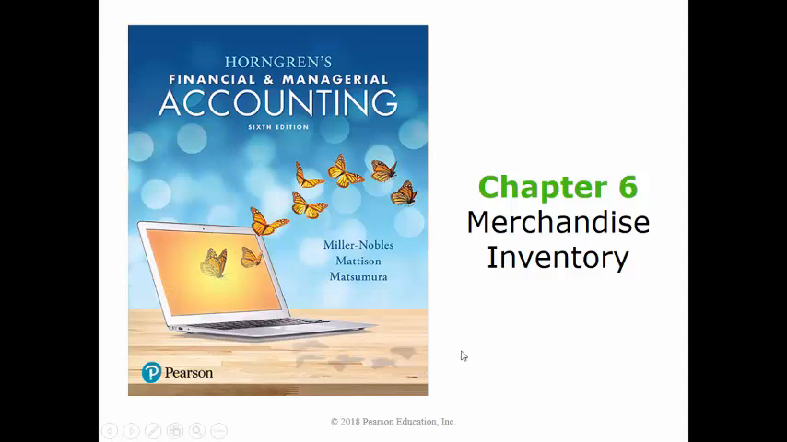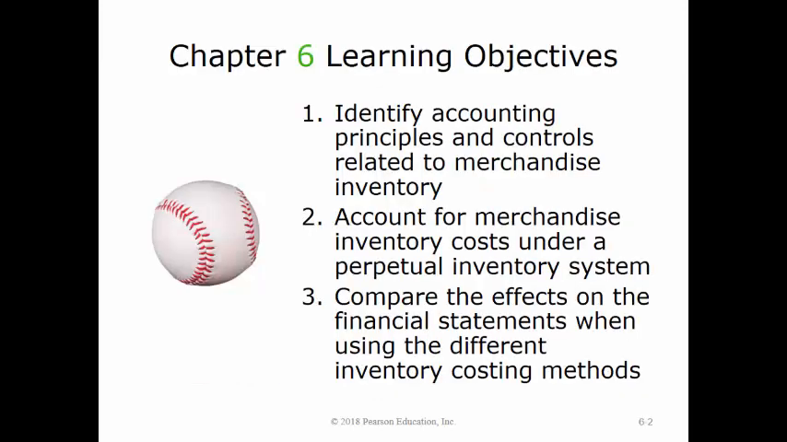This presentation is for Accounting 221, Accounting Principles 1, Chapter 6, Merchandise Inventory. These are the first three learning objectives for Chapter 6: to identify accounting principles and controls related to merchandise inventory, account for merchandise inventory cost under a perpetual inventory system, and to compare the effects on the financial statements when using the different inventory costing methods.